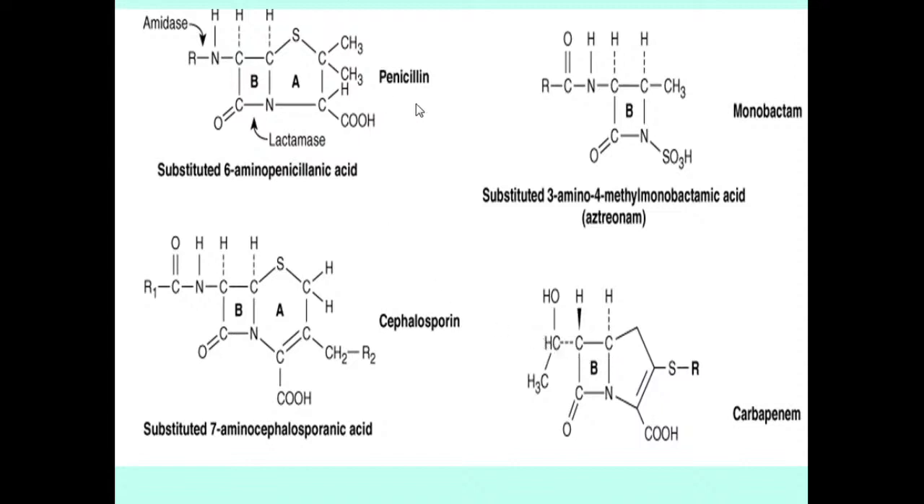So penicillins are substitutes of 6-aminopenicillanic acid. This is the acid, 6-aminopenicillanic acid. 1, 2, 3, 4, 5, 6. In the 6th position there is an amino group, and to this amino group different radicals can be added.